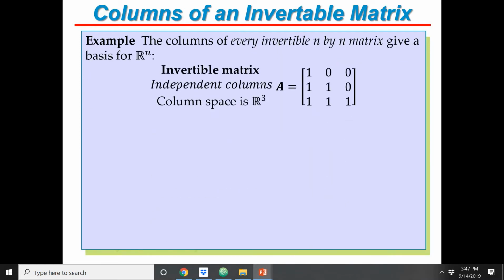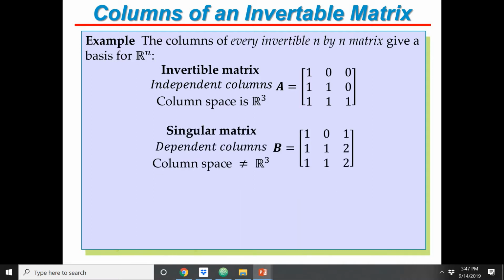And so what I have here is an invertible 3 by 3 matrix, and you can do whatever test you want to verify that this is invertible. The columns of this matrix are a basis for R3. And here is a matrix that is not invertible. If you verify that it's not invertible, then the 3 columns of that matrix don't form a basis for R3. Actually, you can see that this is not invertible because the third column is the sum of the first two columns.